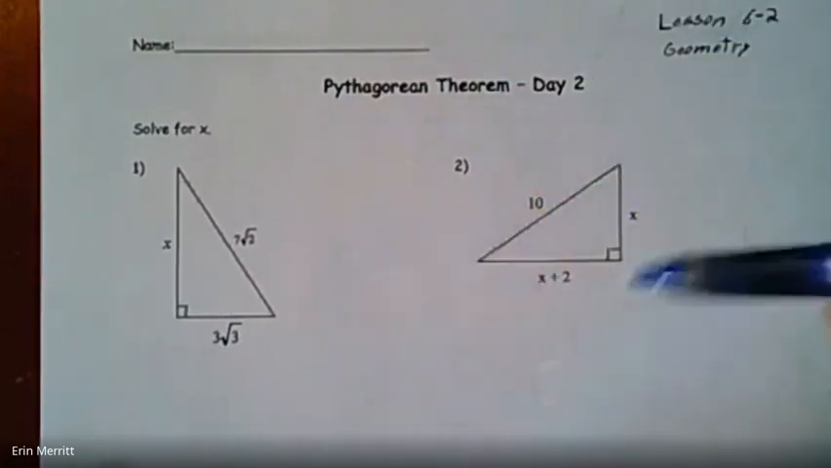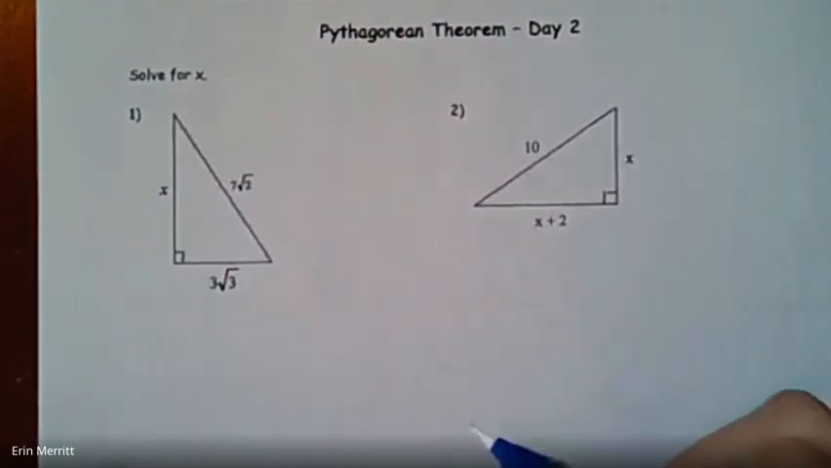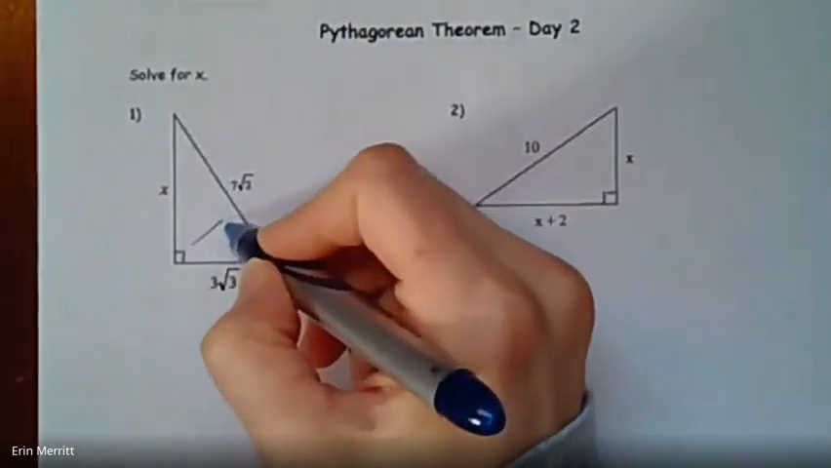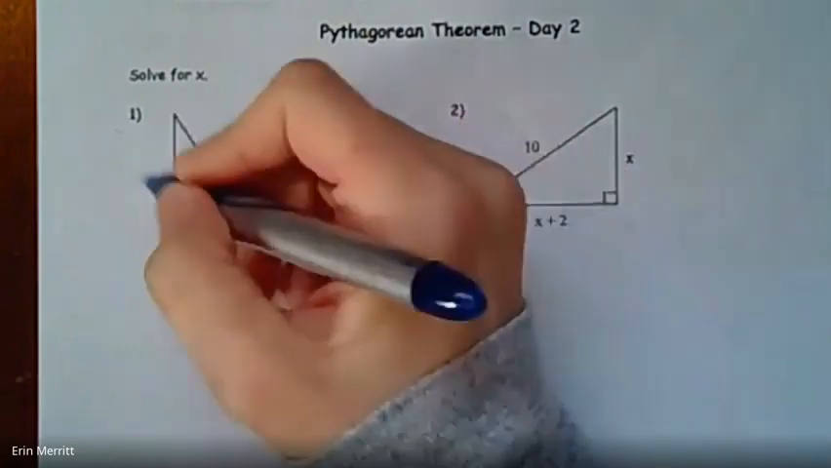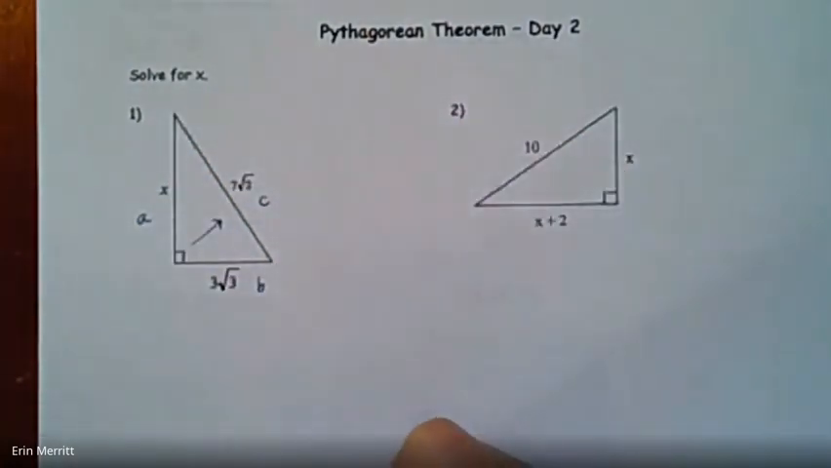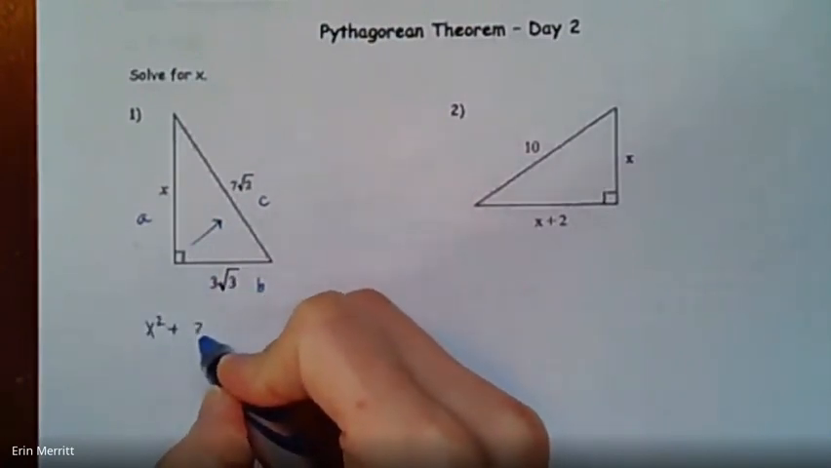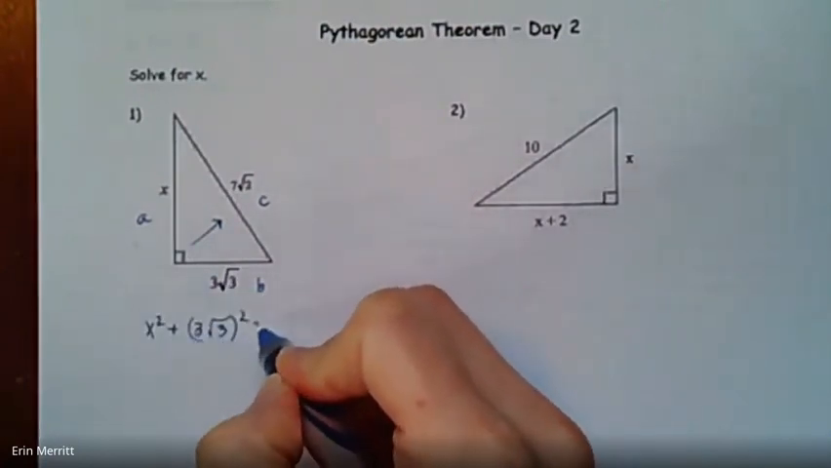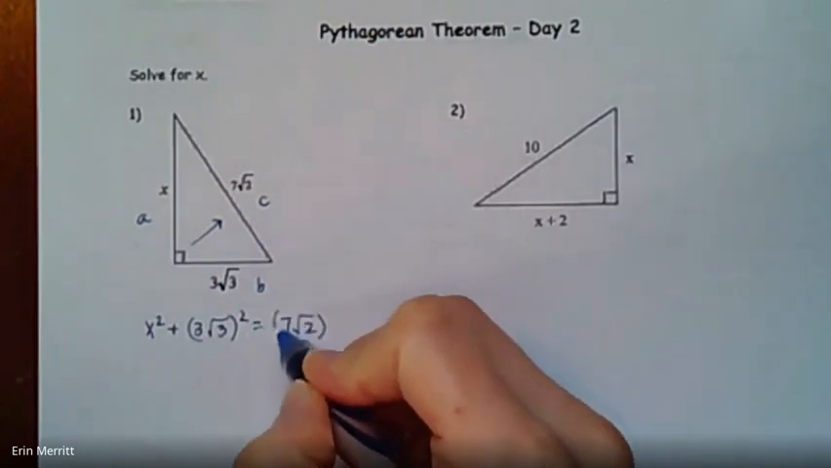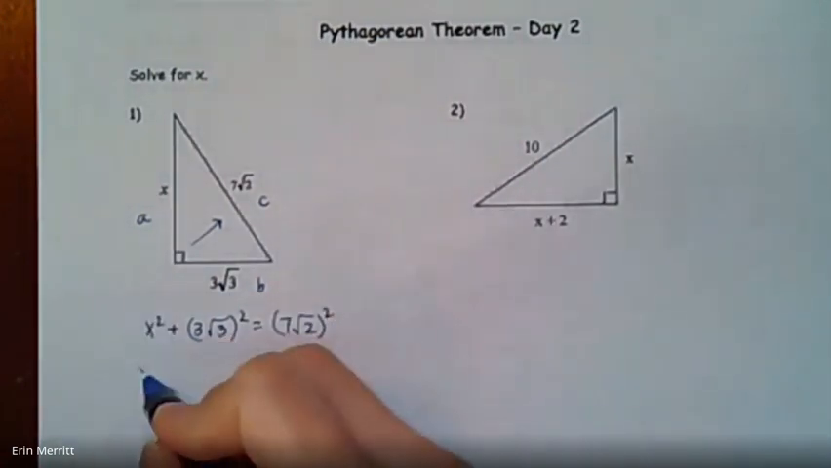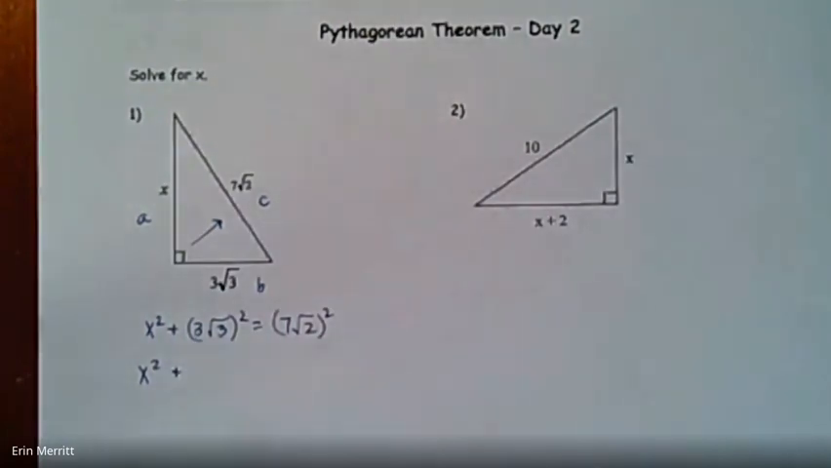So that starts with a little warm-up. Let's do number 1 together. Because it's a right triangle, the side opposite, that's my C. Here's our A and B. So when we plug right in, it should be x squared plus 3 radical 3 squared equals 7 radical 2 squared. Feel free to use your calculator to assist here.